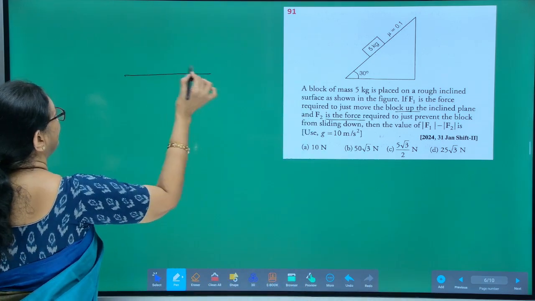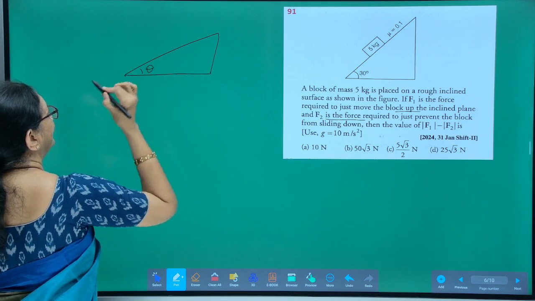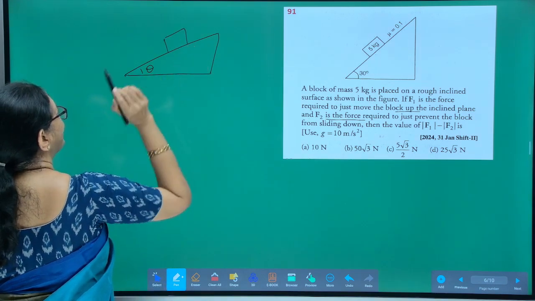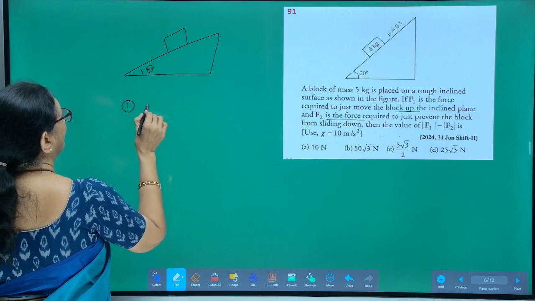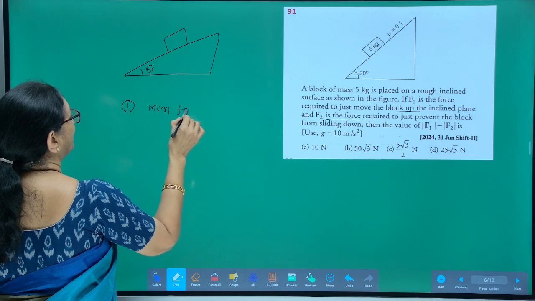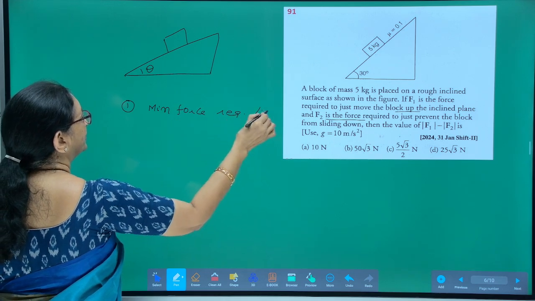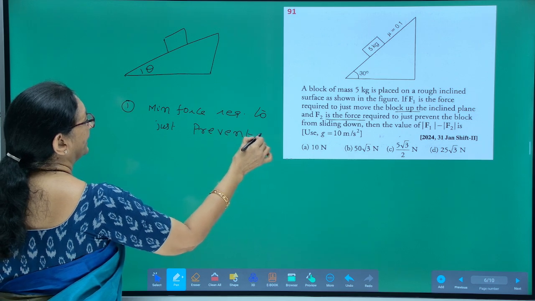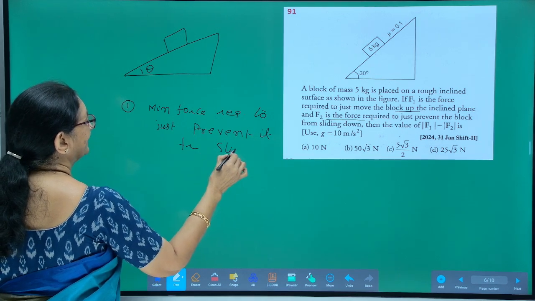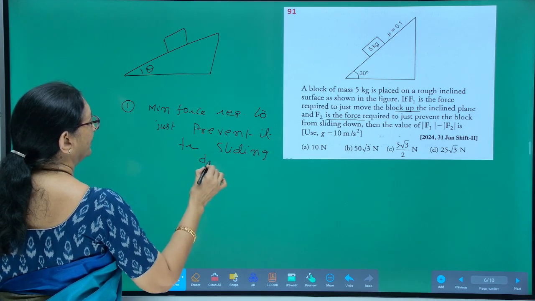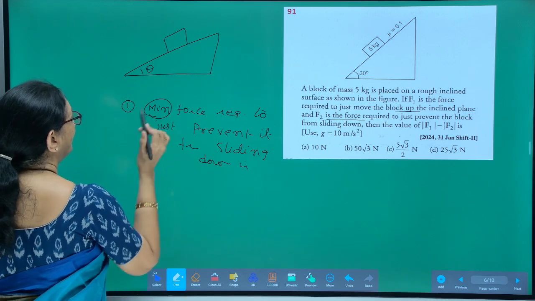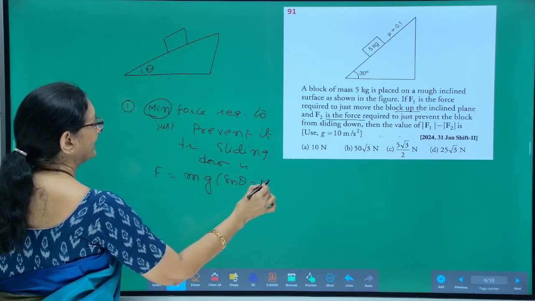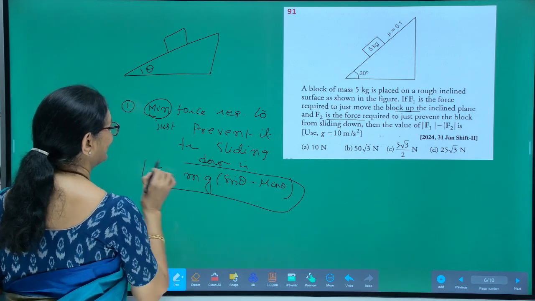See here, this is a rough inclined plane of angle theta, coefficient of friction mu, and a block of mass m is placed. So, the minimum force required to just prevent it from sliding down is F is equal to mg of sin theta minus mu cos theta. You know it already, isn't it?